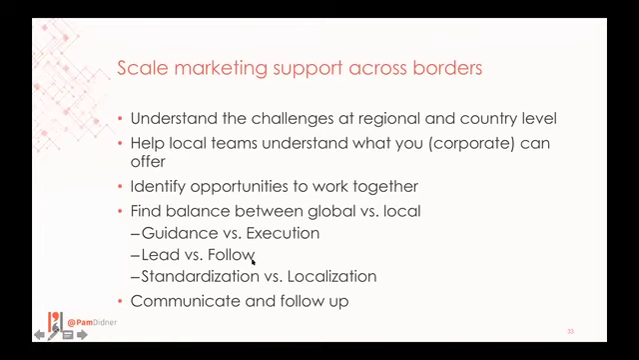Guidance versus execution. Sometimes you provide guidance. Don't tell them what to do. Okay, lead versus follow. Who should do what? Who should provide the lead? Who should follow? That's actually very, very critical on the global versus local. Standardization versus localization. Most important things: communication, communication, communication.